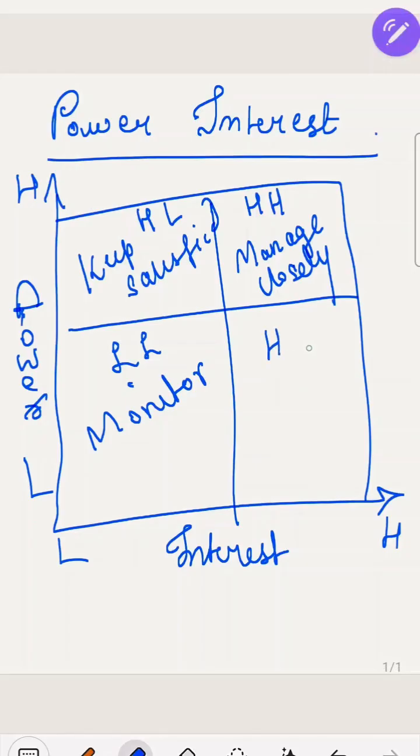Low power, high interest. We need to keep these stakeholders informed. Stakeholders with high interest but low power need to be kept informed about the project's progress. While they may not have the ability to influence outcomes directly, their interest means they can be valuable advocates for the project. Keeping them engaged can provide additional support and insight.